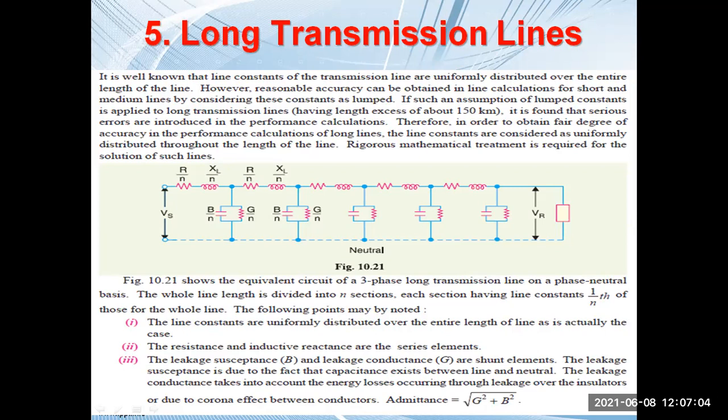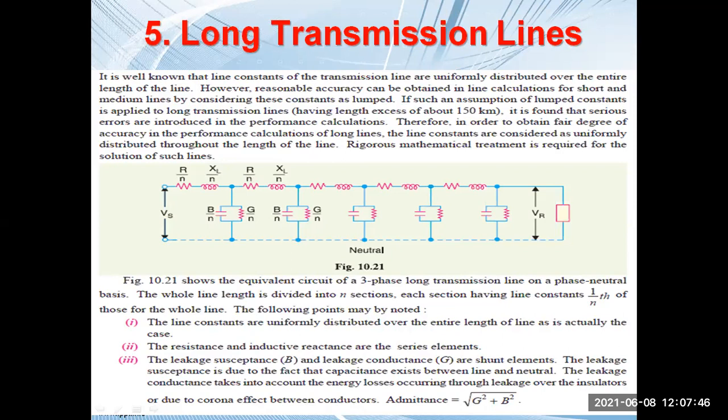Now for the simplicity of the calculation, we'll consider for a particular section the resistance, inductance, susceptance and conductance. It is well known that line constants of the transmission lines are uniformly distributed over the entire length of the line. However, reasonable accuracy can be obtained in line calculation for short and medium lines by considering these constants as lumped. If such an assumption is applied to the long transmission line having length in excess of about 150 kilometers, it is found that serious errors are introduced in the performance calculation.